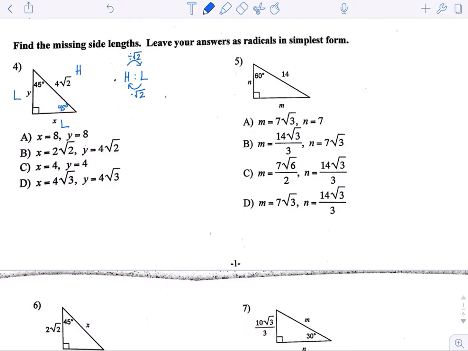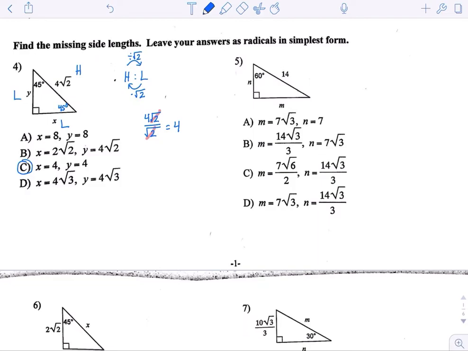Alright, so right now we're at the hypotenuse, which is 4 square root of 2. To go from hypotenuse to leg, you have to divide it by radical 2. So 4 rad 2 divided by radical 2. That's how we get to a leg. Of course, these are going to cancel since they're the same, so all you're left with is 4. Both legs are going to be 4, so your answer is C.